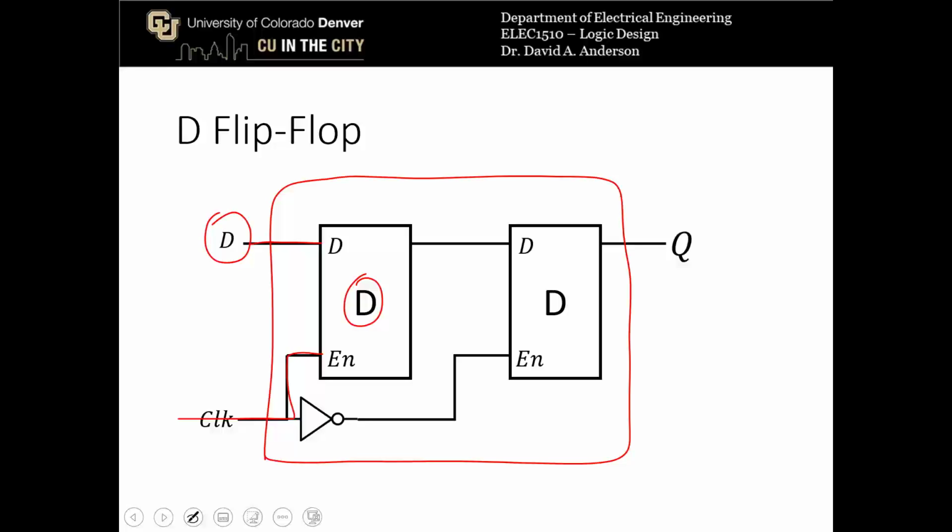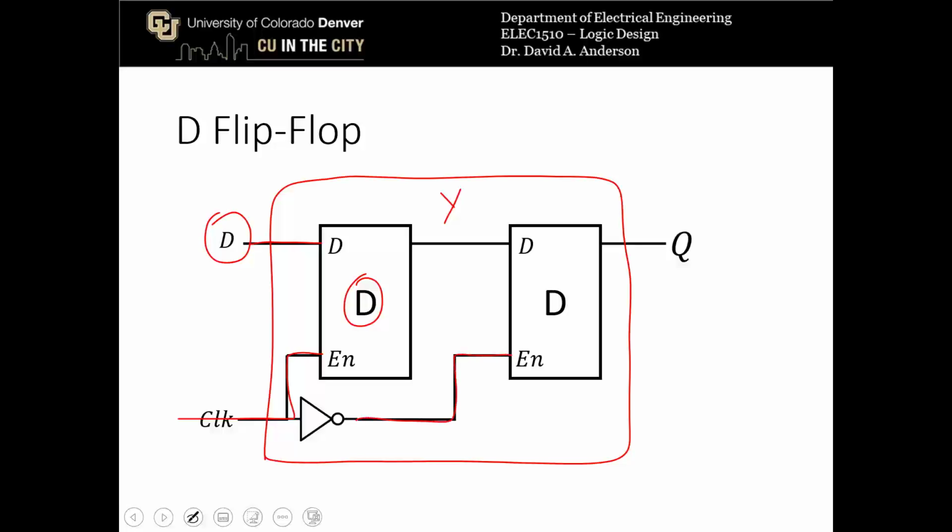I'm going to call the output of the first D latch Y, and it behaves the same way that a D latch does as described in the previous video. The behavior of Y is just given by the normal behavior of a D latch, as I described in the previous video.